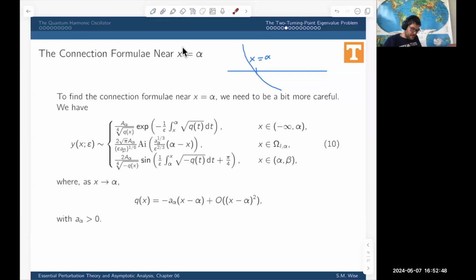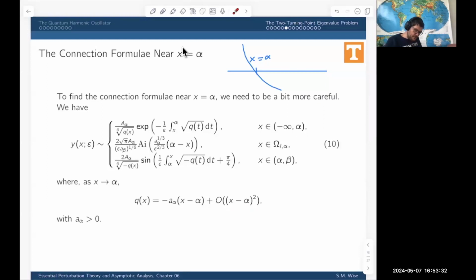But basically, the idea is this. I'm going to assume that q has the representation near alpha as minus a alpha, where a alpha is, again, a positive number. So q is minus a alpha times (x minus alpha). That means it has a 0 at x equals alpha, and its slope is negative, minus a alpha, where a alpha is positive. The only deviation from that is some sort of higher order, second order deviation, which we're going to cram into this big O of (x minus alpha) squared term.